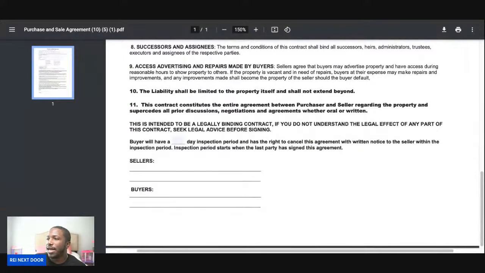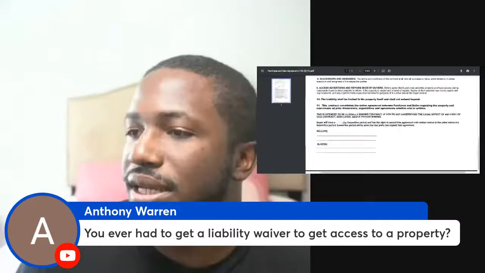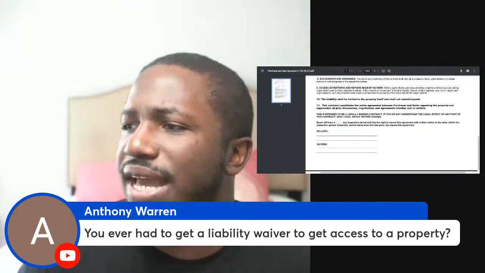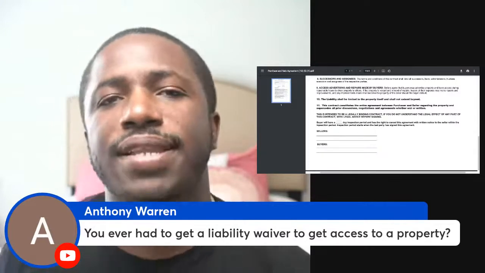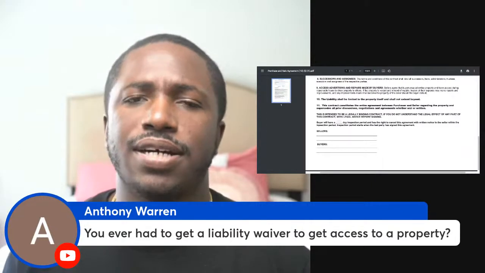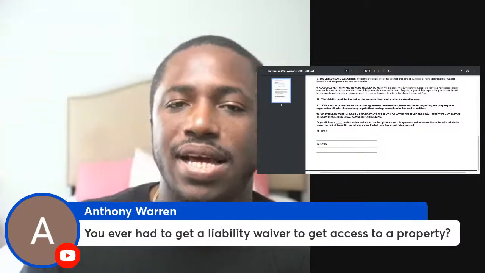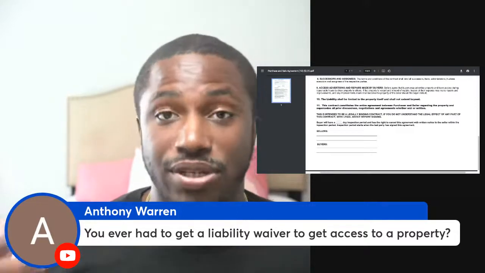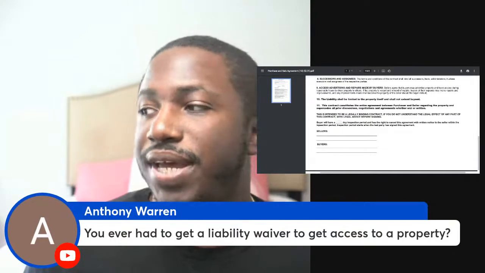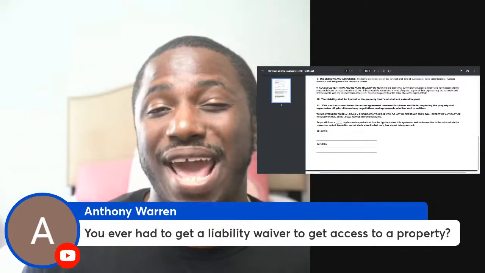Clause 10, the liability shall be limited to the property itself, should not go beyond, which is pretty clear. Hold on, Anthony got a question right here. Have you ever had to get a liability waiver to get access to the property? Some people want to sign liability waivers. I got no problem with that, but I never had to do that. I've had people talk about that, but I've never had to do that. So it was all good. I don't see a problem with having to do that.